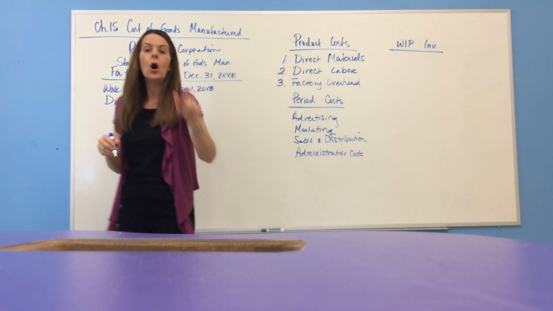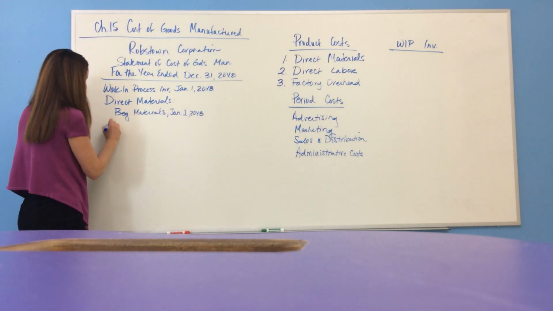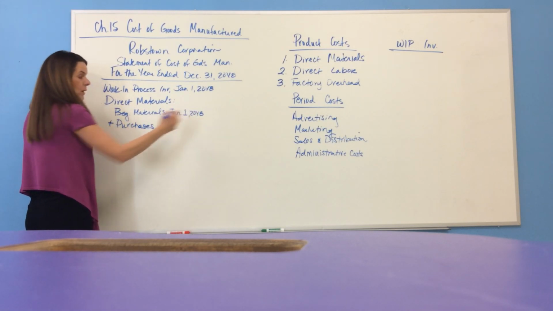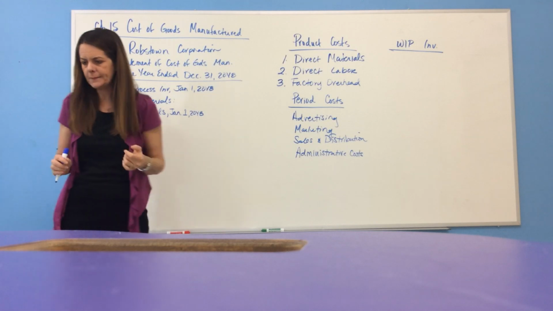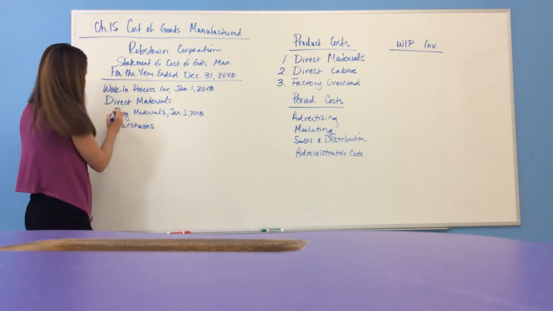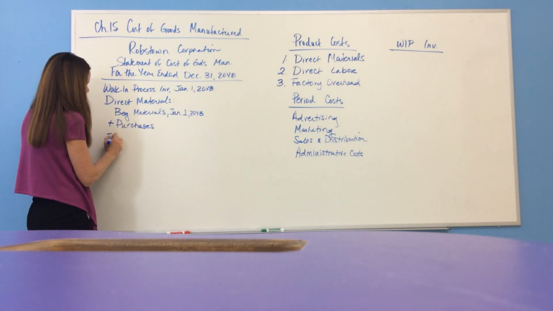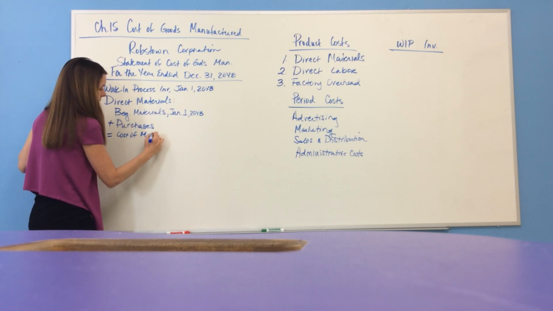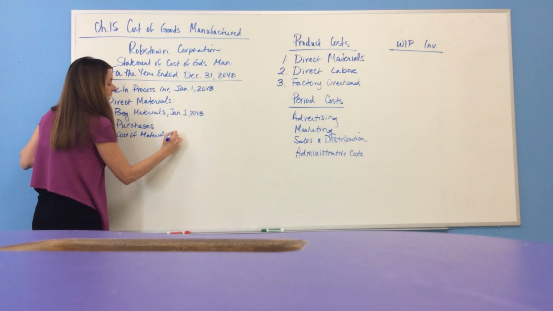Then we're going to add all of the purchases that we've had this period, this year. Add whatever the purchase number is that will be given. And so you add this plus this, that is going to give you cost of materials available.